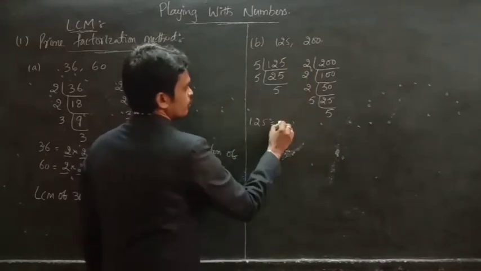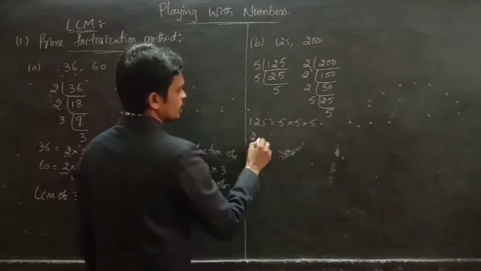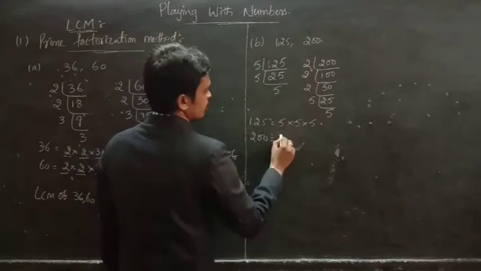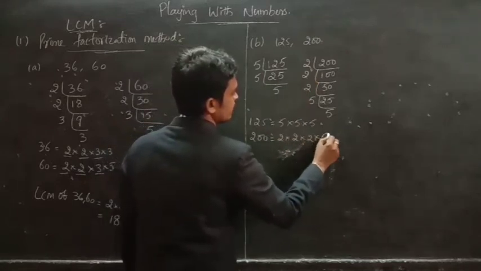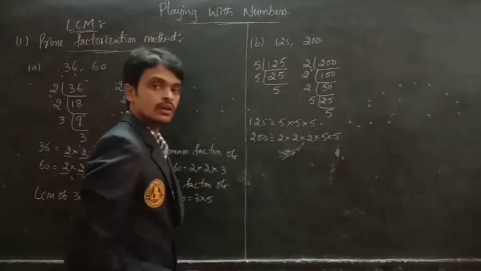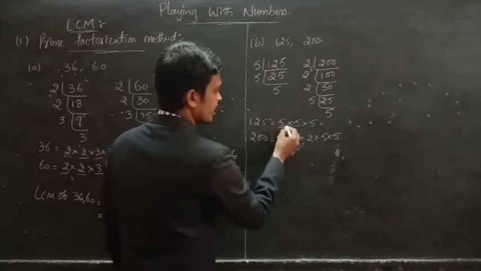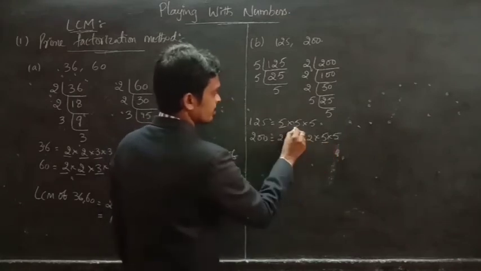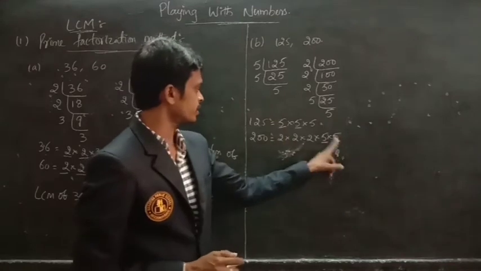125 is 5 into 5 into 5. 200 we will write as 2 into 2 into 2 into 5 into 5. So now let us identify the common factors. 5, 5. So these are the common factors.